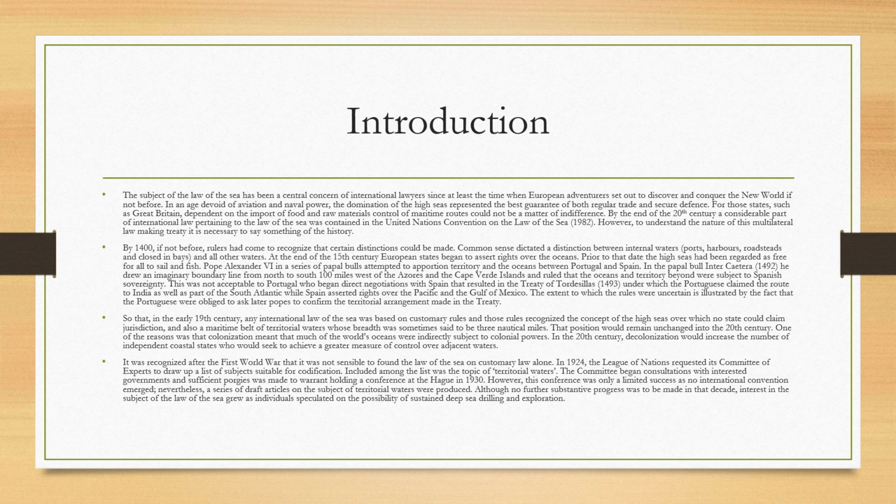So that, in the early 19th century, any international law of the sea was based on customary rules, and those rules recognized the concept of the high seas over which no state could claim jurisdiction, and also a maritime belt of territorial waters whose breadth was sometimes said to be 3 nautical miles. That position would remain unchanged into the 20th century.